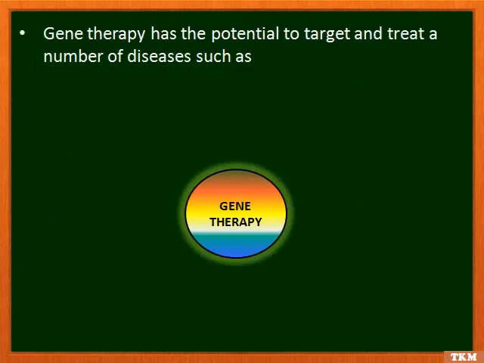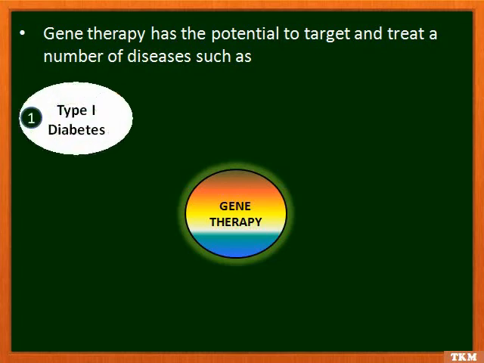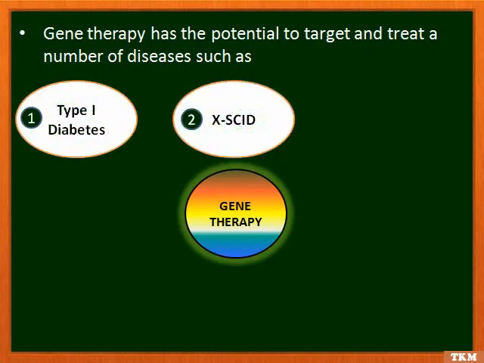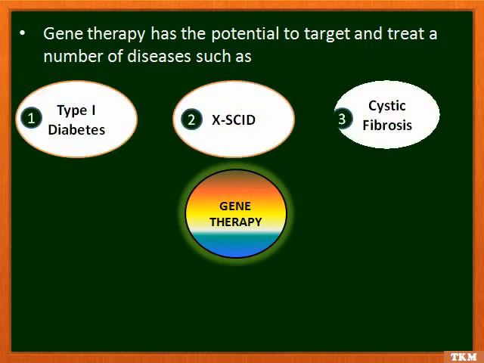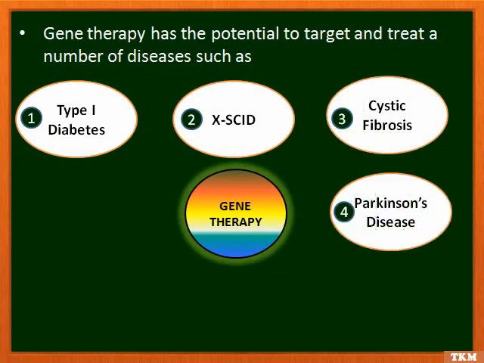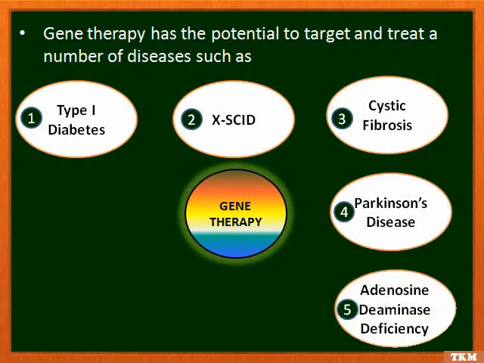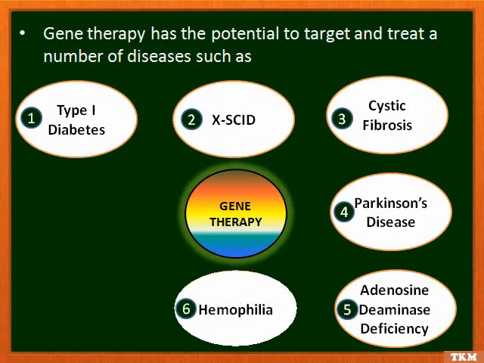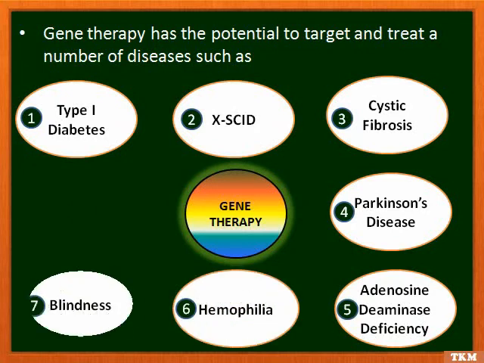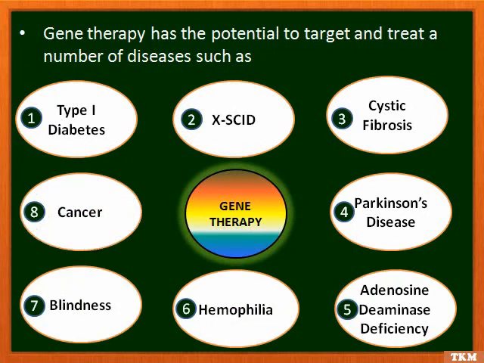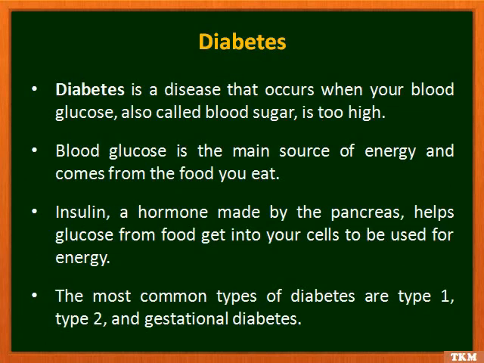Now, gene therapy has the potential to target and treat a number of diseases such as type 1 diabetes, x-scid, cystic fibrosis, Parkinson's disease, adenosine deaminase deficiency, hemophilia, blindness, and cancer. Let's start with the very first example, that is diabetes, in detail.